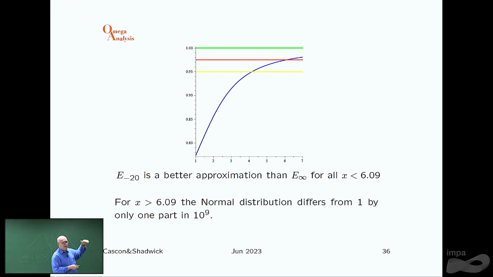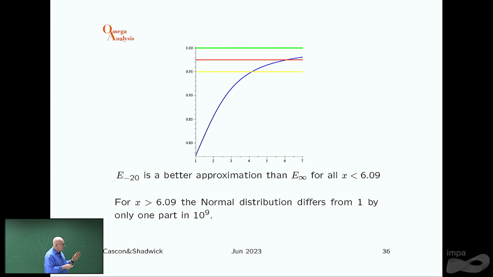There's no question about that. It will eventually get to 1. But you see, between the place where it cuts the yellow curve and where it cuts the red curve, it's closer to the Weibull distribution than it is to its ultimate limit. Quite a bit closer.